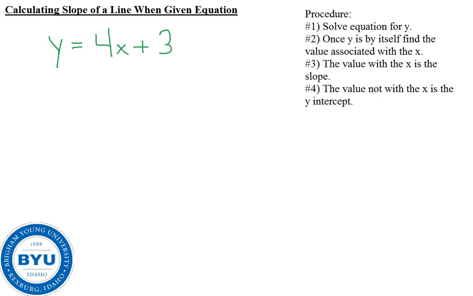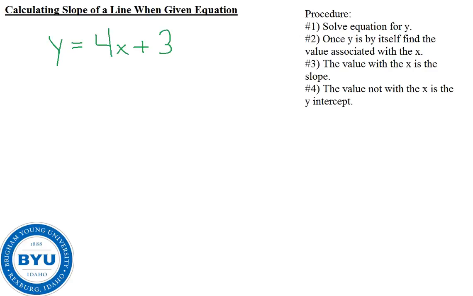Hello and welcome to this video refreshing you on how to calculate the slope of a line when you're given an equation. So here's a line for you. It's y equals 4x plus 3. This is an equation of a line because it has a y, it has an x, and it has no exponents. When you see that, then you know that you have a line.